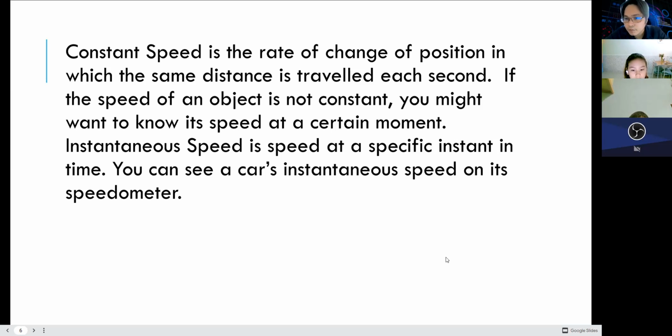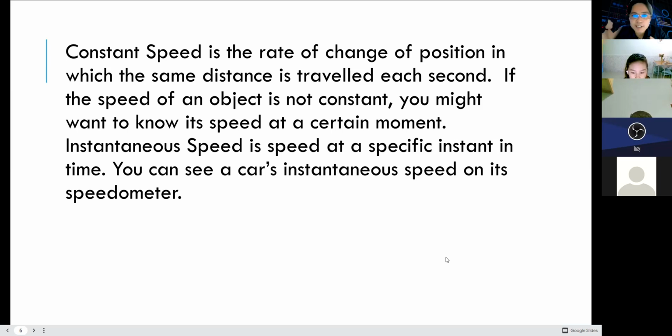In the car, there is a speedometer there. Once you accelerate, the speedometer rises up. The reading there is your instantaneous speed, the instant speed at that specific time. For example, you're accelerating around 30 kilometers per hour or around 40 kilometers per hour. That is your instantaneous speed in that certain period. Do I make myself clear?